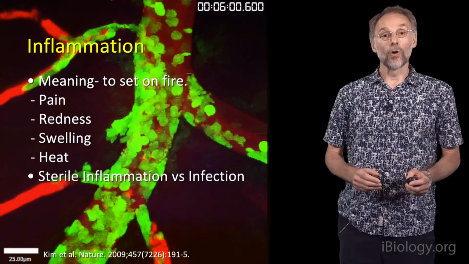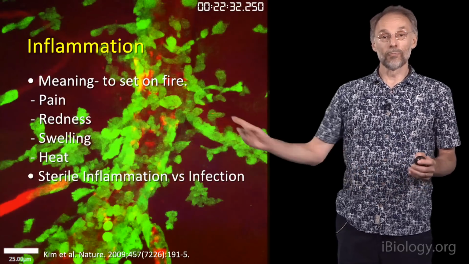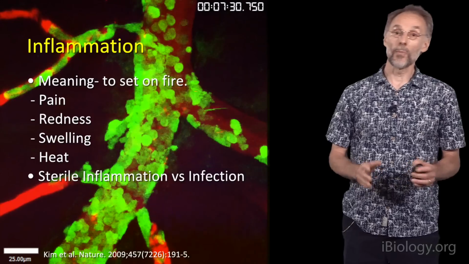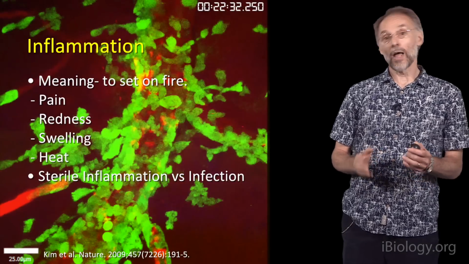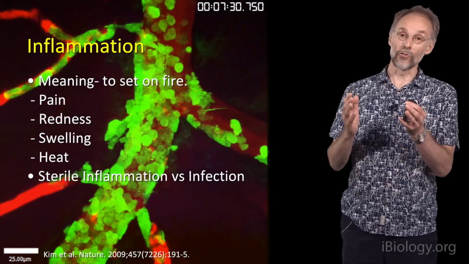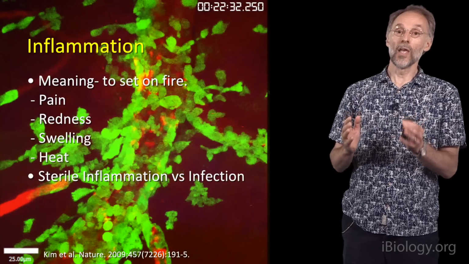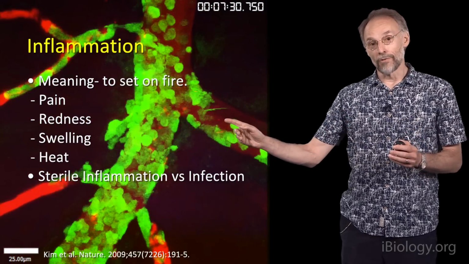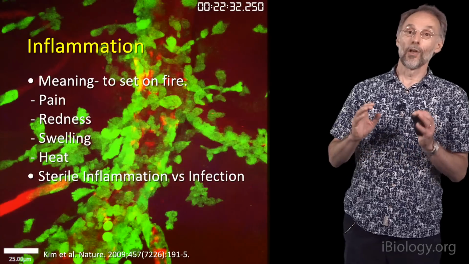Now, this is an infection-driven inflammation. There's also something called sterile inflammation. And there are a lot of nuances to the way the innate immune system would communicate to the adaptive immune system in the context of infection-driven versus sterile inflammation.